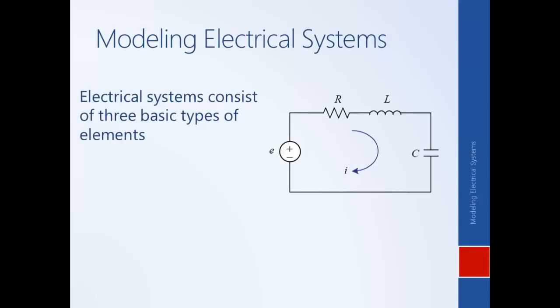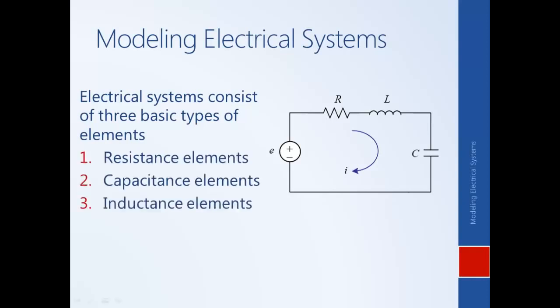When we discuss electrical systems and model them, we will consider 3 basic types of elements: resistance elements, capacitance elements, and inductance elements. And just as was the case with mechanical systems, where we talked about spring elements and damper elements, we don't literally mean resistors and capacitors. We could have a piece of wire and we can talk about its capacitance properties or its inductance properties.